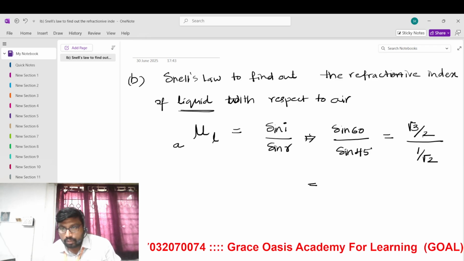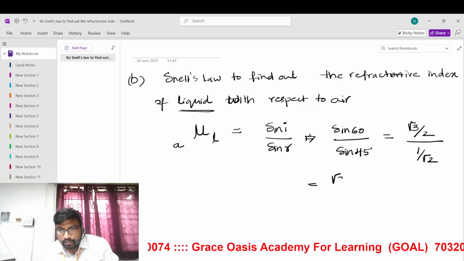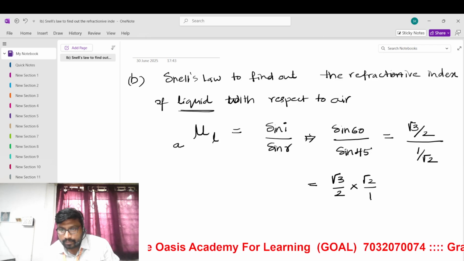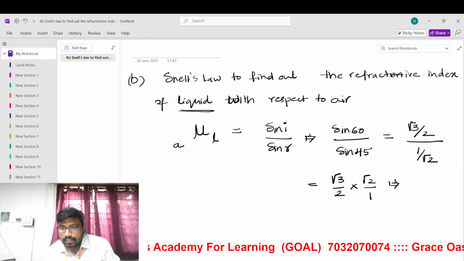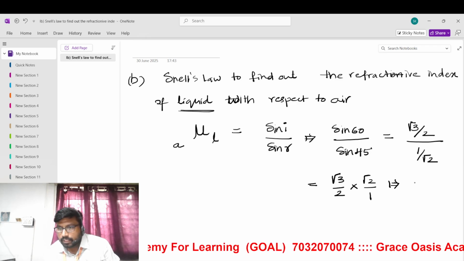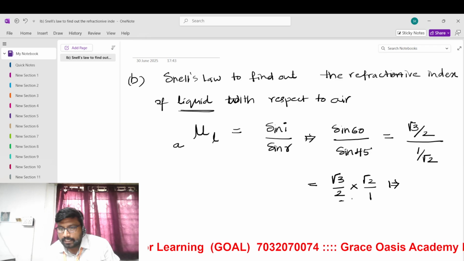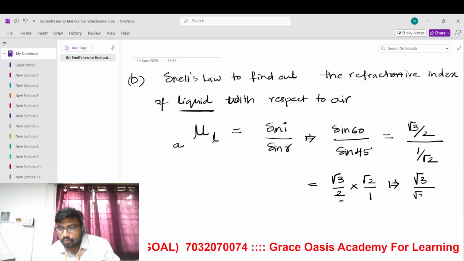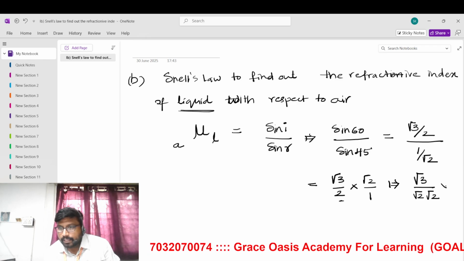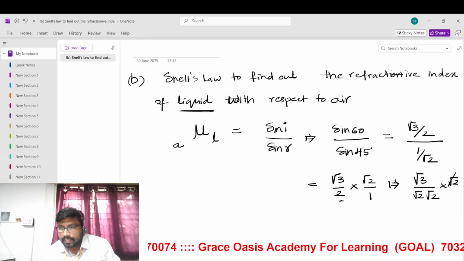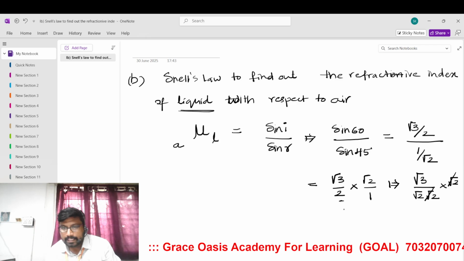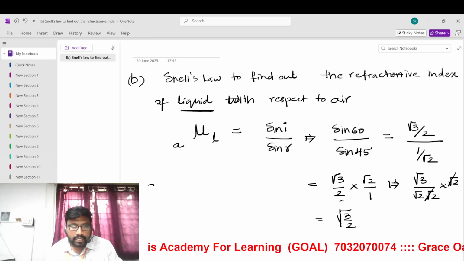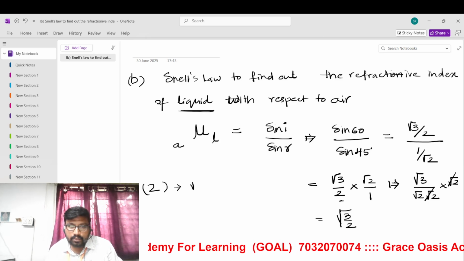Now we can cross multiply: root 3 by 2 into root 2 by 1. Can we write it like that? Fine. So then here 2 can be written as root 2 into root 2. Here root 2 gets cancelled, so total root 3 by root 2. You know, right? 2 can be written as root 2 into root 2.